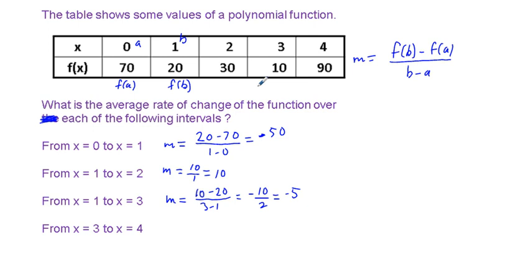From x equals 3 to x equals 4, we're going to have m equals 90 minus f of a, which is 10, over 1 minus 0. So we're going to have 80 over 1, which is 80. So we can see that we have positive and negative average rates of change for all these intervals shown.